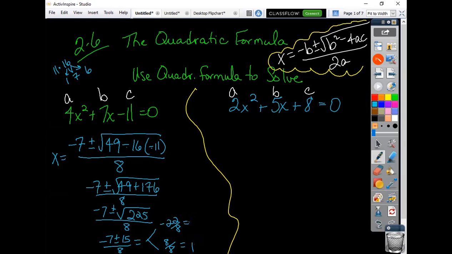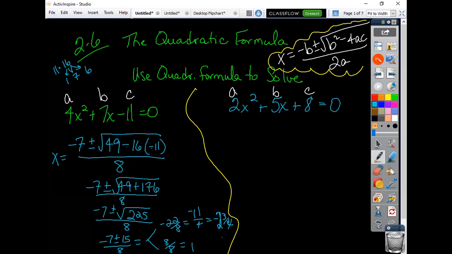And then this one, if you simplify that, 2 divides into 22 11 times. 2 divides into 8 4 times. So that's like a negative 2 3/4, maybe, if I'm doing that in my head right. But whatever form you leave that in, there's your two solutions.